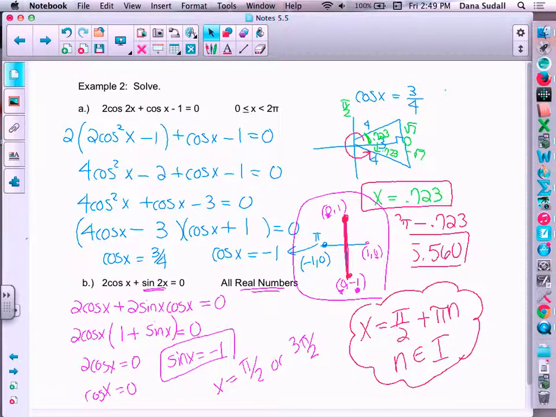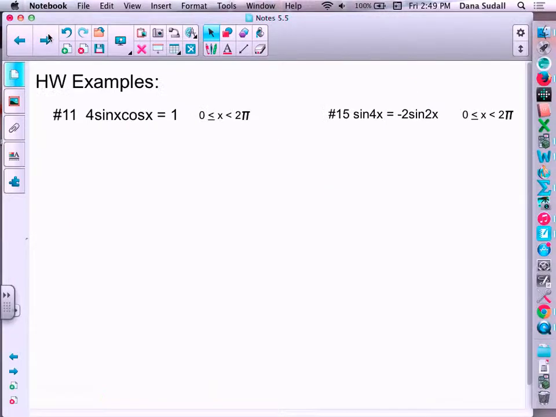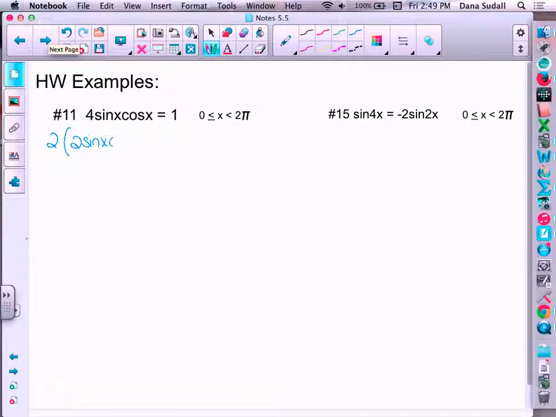All right, so then let's look at a couple of the examples from the homework problems there. So this one was number 11 for sine x cosine x equals 1. And we're solving from 0 to 2 pi. Well, if it was 2 sine x cosine x equals 1, now I have an identity. I'm going to leave that 2 out in front. 2 sine x cosine x is sine 2x. And then I could divide by this 2 out in front here, and I'll have sine 2x is 1/2. Well, that I know how to solve.